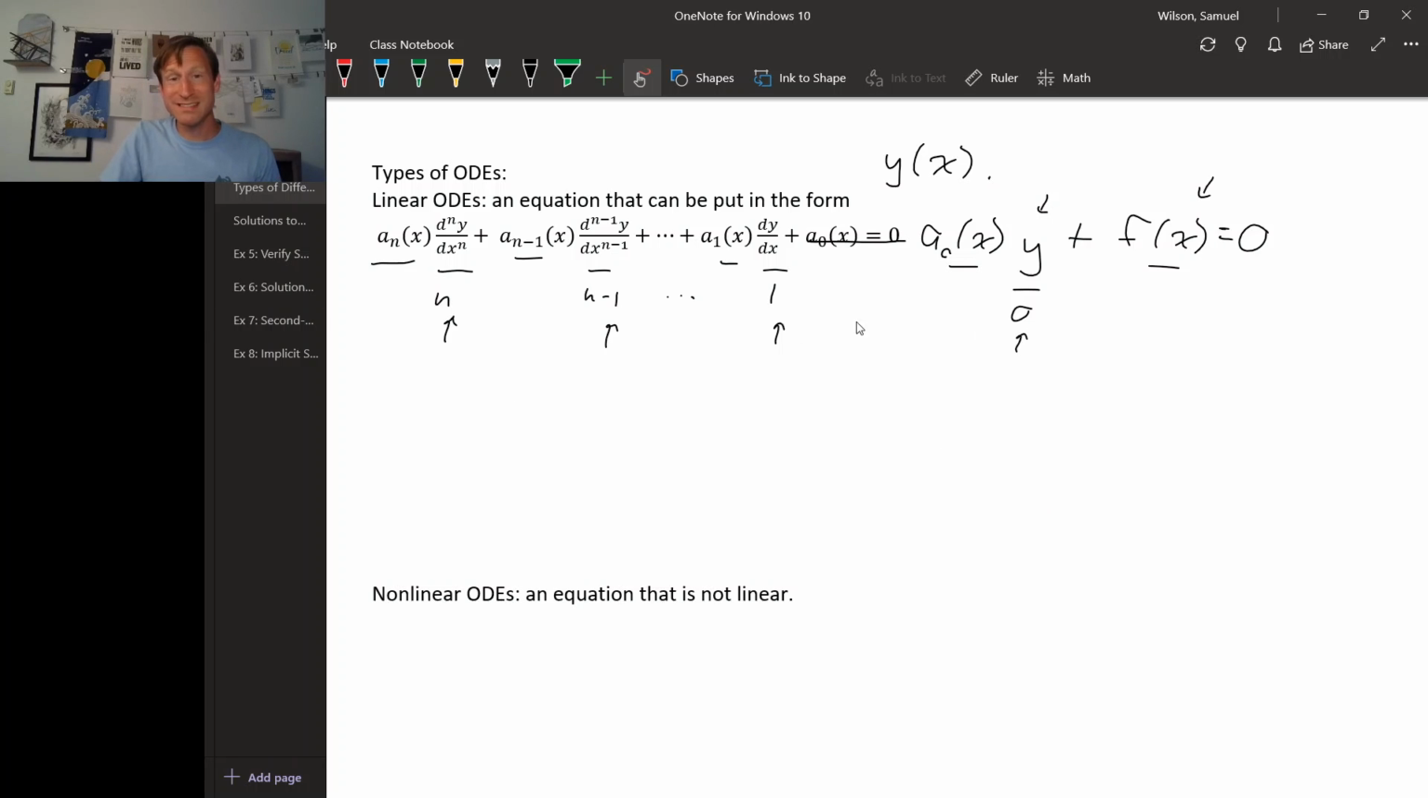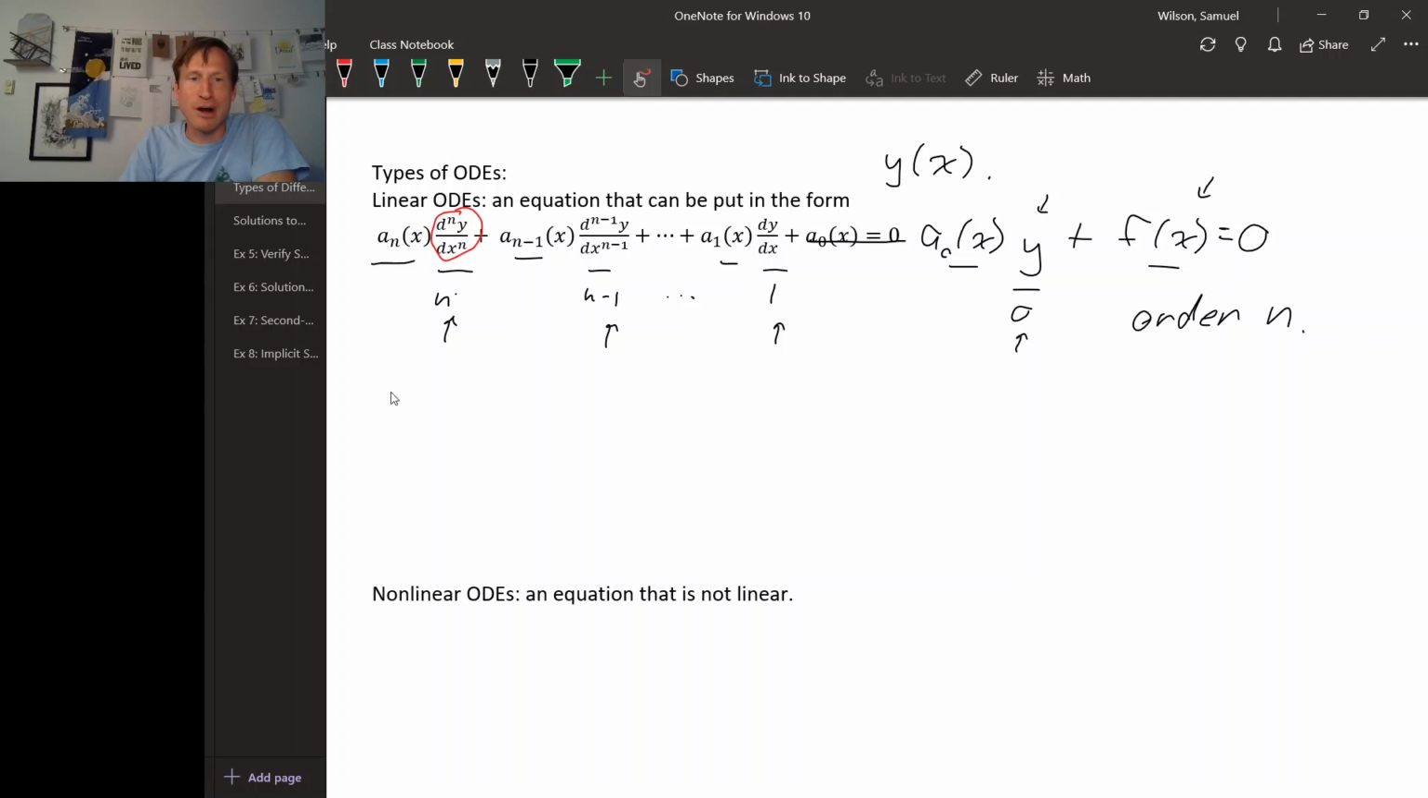And of course, this particular linear differential equation that I've written down happens to be of order n, because n is the highest order derivative that shows up right there. Of course, any differential equation that isn't linear is called nonlinear, so that's very creative. Let's look at a few examples.